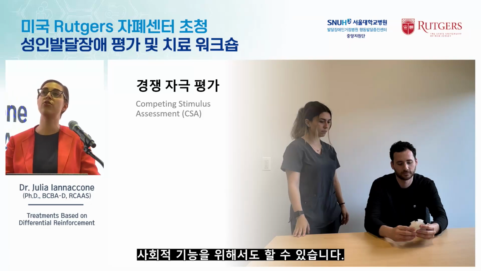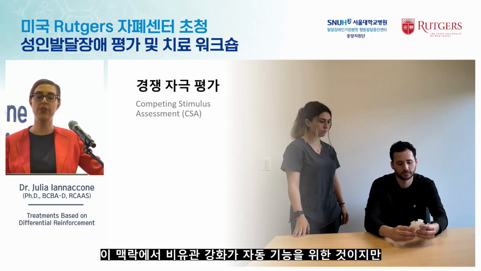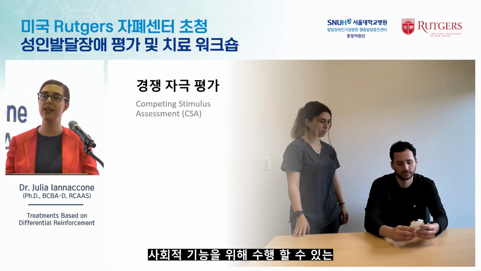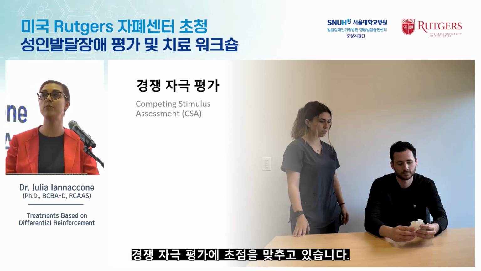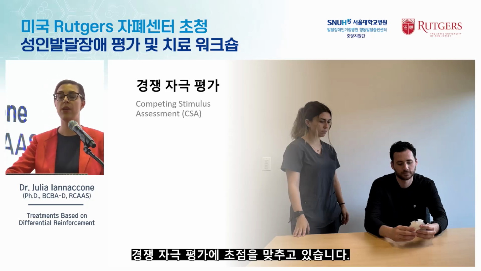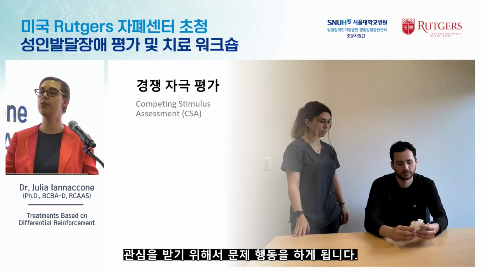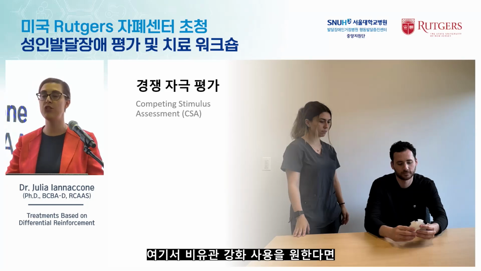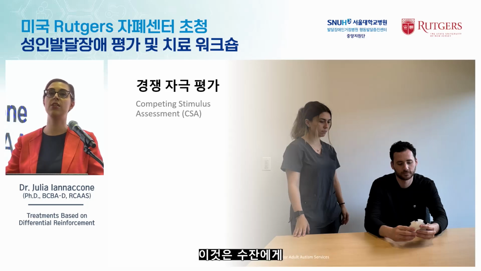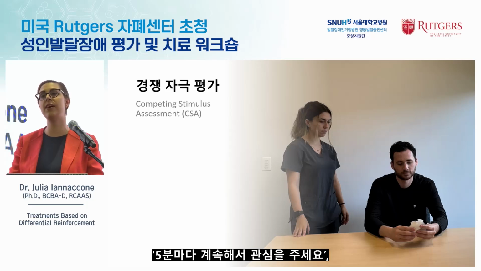So you can do this for social functions as well. We're going to focus, when we're talking about the competing stimulus assessment, on the context of non-contingent reinforcement for automatic functions, but you can do it for social functions as well. So for example, if you have Susan who engages in problem behavior for attention and you want to use non-contingent reinforcement, that just means that you would provide attention every so often. Maybe the treatment plan says provide Susan attention every 5 minutes.